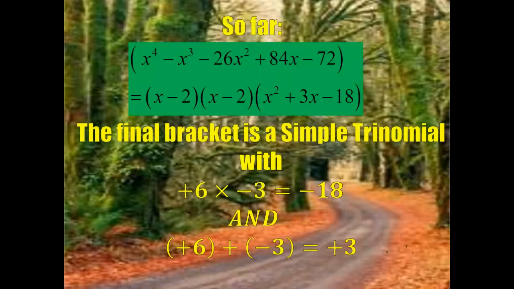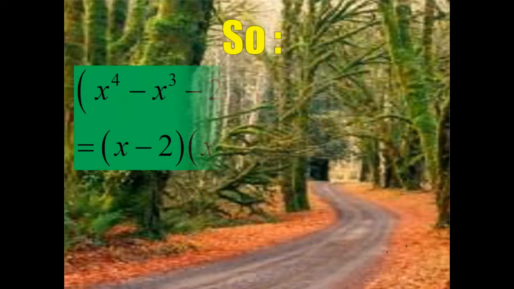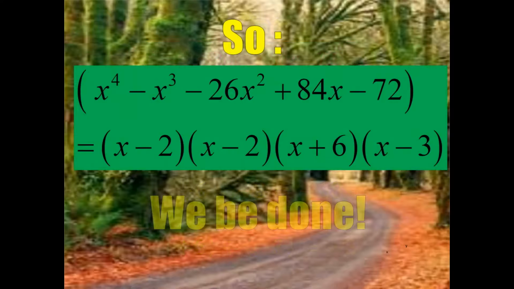So our huge, enormous term is going to break down to 4 brackets: 2 x minus 2's, an x plus 6, and an x minus 3. So that example is done. Let's move on to another one.